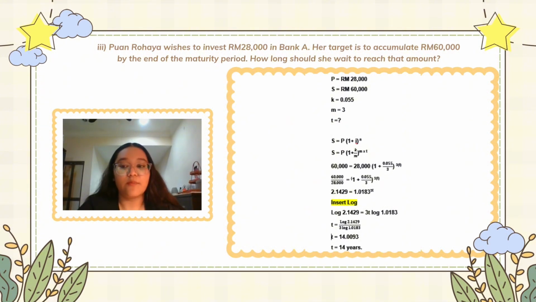And the answer is 14.0093. But we are trying to find the time, right? We are trying to find the years or the months. So we would convert them to just normal numbers, which provides us with 14 years. So Puan Rohaya would need to wait 14 years in order to reach 60,000 in her bank.